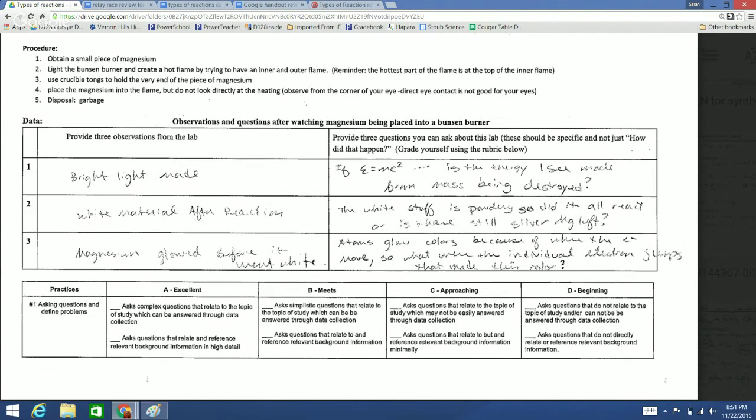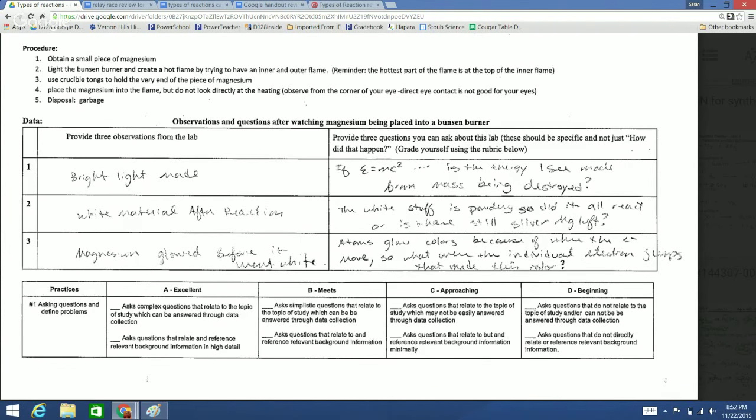My second question was, the white stuff is powdery. So did it all react, or is there still silver, magnesium left over? It's a terrible question, Sarah. I wouldn't call it a very good question. What would I give that one? It doesn't really relate to background information very well. Maybe I could talk about the ionic compound a little bit better, being the white stuff. And could I answer it through data collection? Not very easily, unless I could somehow separate it. So I would give that more of like a C answer, because I can't easily answer it through data collection. And it references things, but very minimally. So that's a C question.